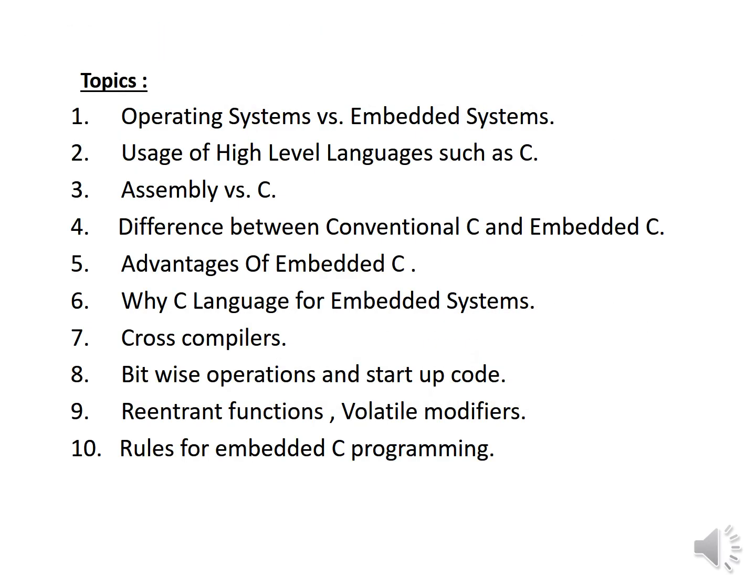In this value-added course, we will see about the operating system versus embedded system, then usage of high-level language, then assembly language versus the C language, and then the difference between the conventional C and the embedded C. After that, advantages of embedded C, and then why C language for embedded system, then compilers and cross compilers, then bitwise operation and startup code, then redundant function and volatile modifiers, and finally we will see about the roots for embedded C programming.